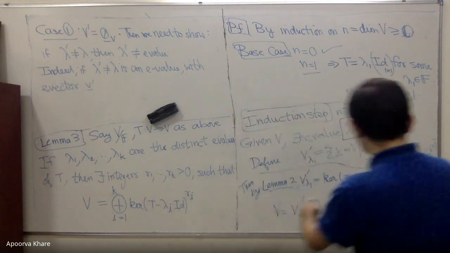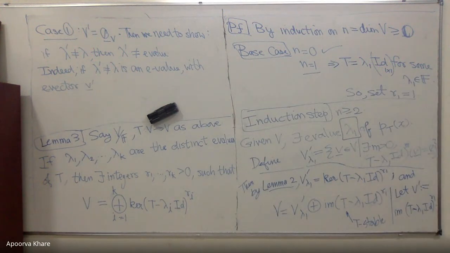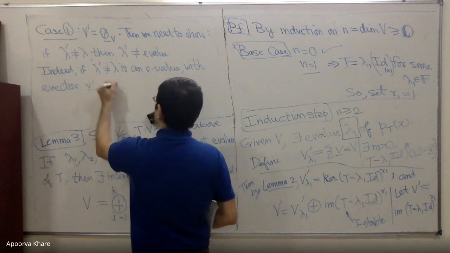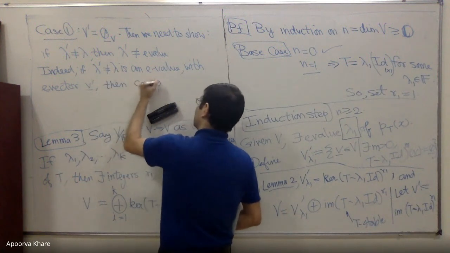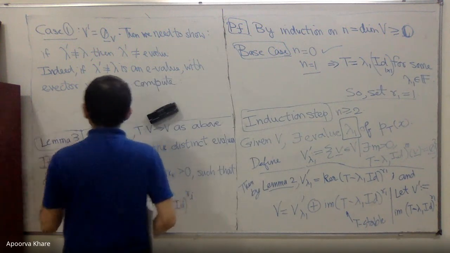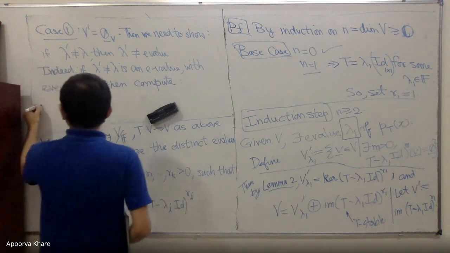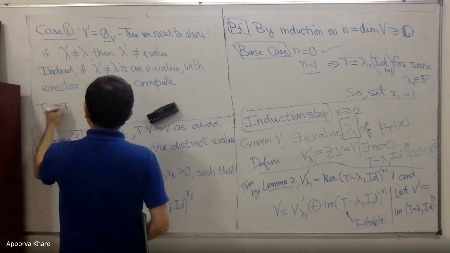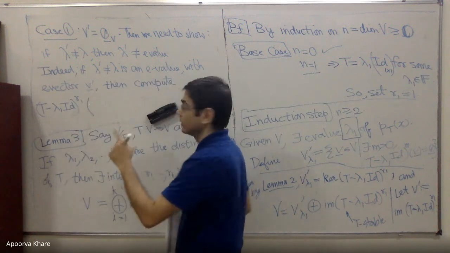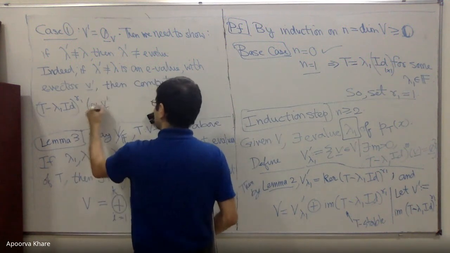Then let's calculate something like this. So let's calculate (T minus lambda 1 identity) to the R1, applied to a scalar alpha times V prime. Okay?